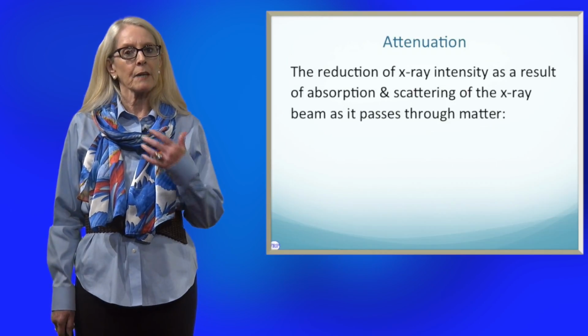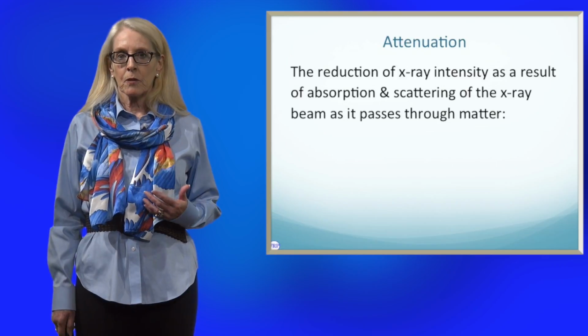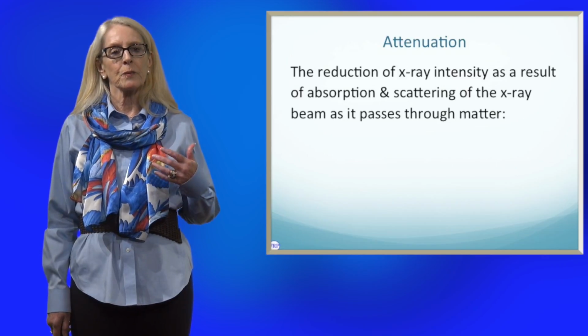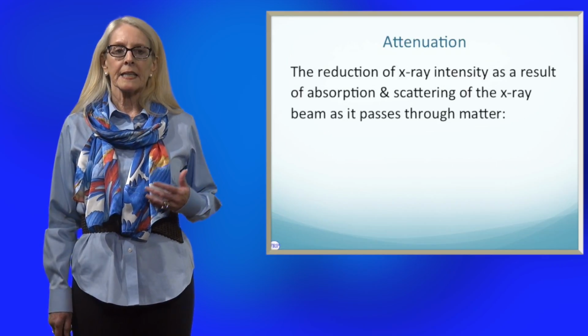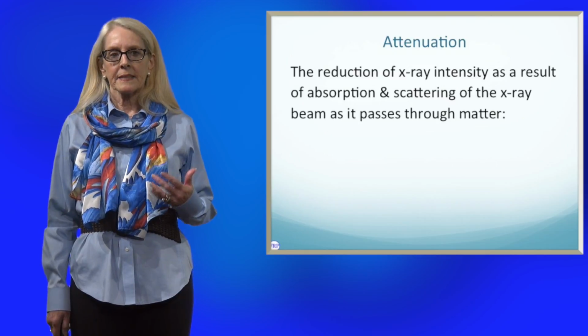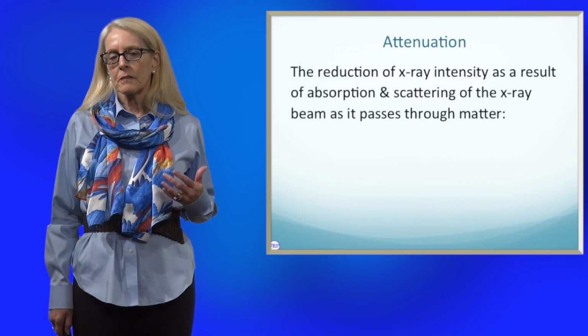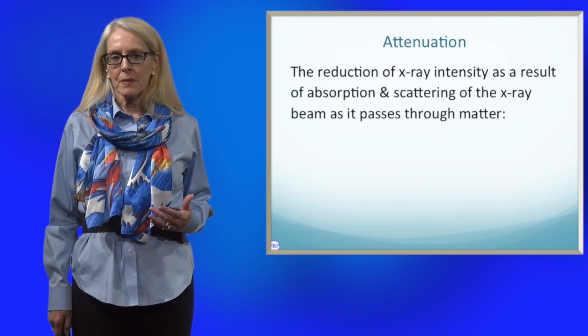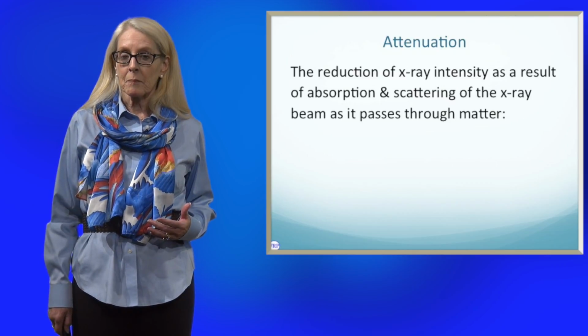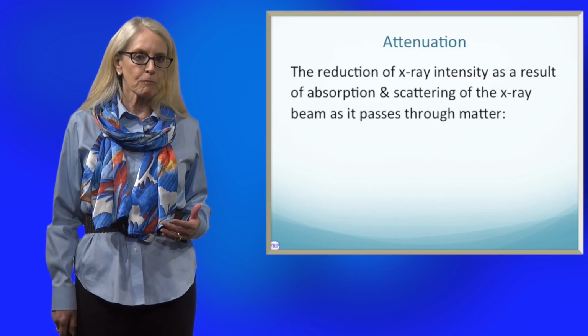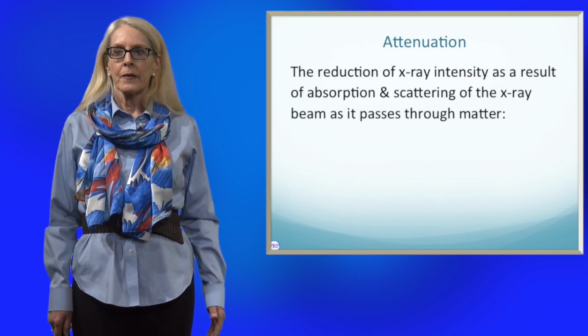Attenuation has to do, again, with what happens when the beam goes through the patient, and it has to do with the absorption processes and the interactions of the beam as it comes towards the image receptor. And almost 99% of the beam will be attenuated by the patient, with only 1% actually reaching the image receptor.